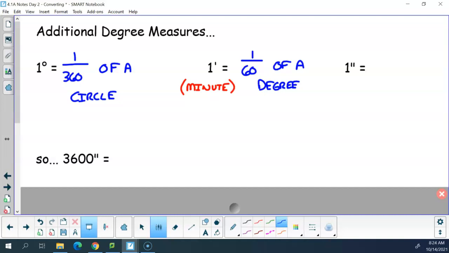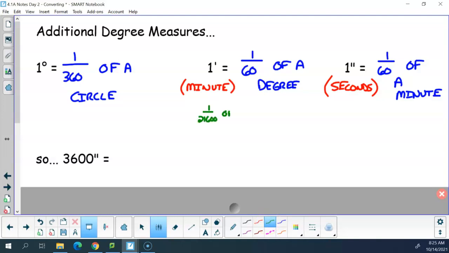So we got that. So what would that be? 21,600. So a minute is 1/21,600th of a circle. And then there's seconds. One second is 1/60th of a minute. We'll put that right on here. So this is 1. This is 1.